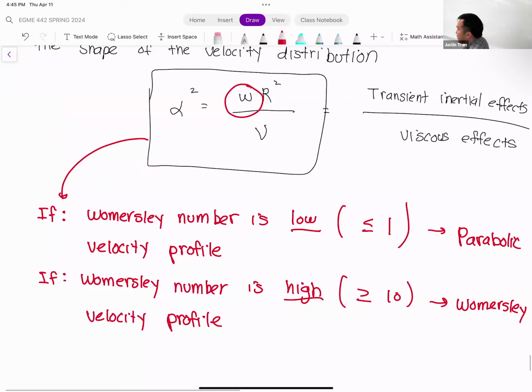So that's the more strict mathematical definition of how these different profiles come about. Okay. So what we did before was talk about the physical reason why you get those different profiles. And then here's a metric that you can use to determine it. All right. Any questions on this?